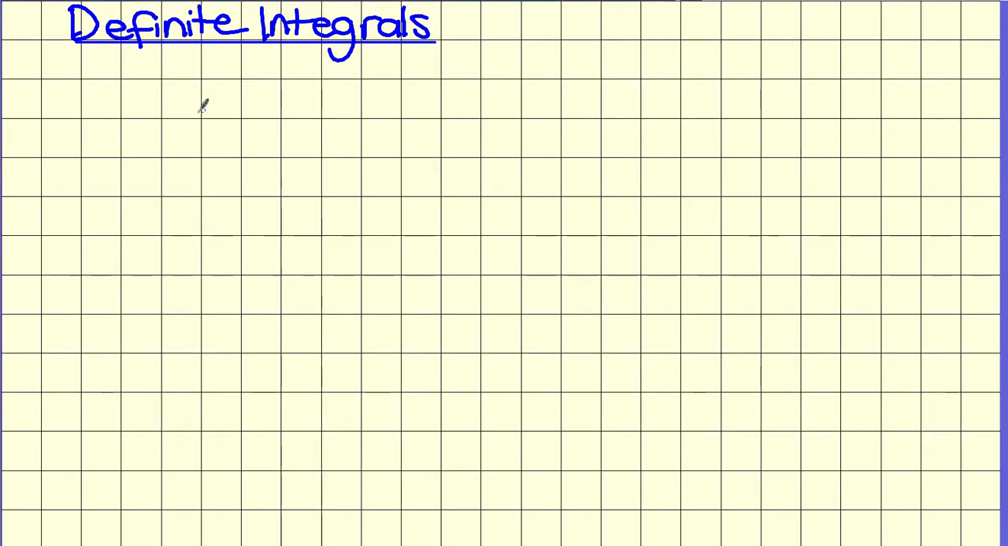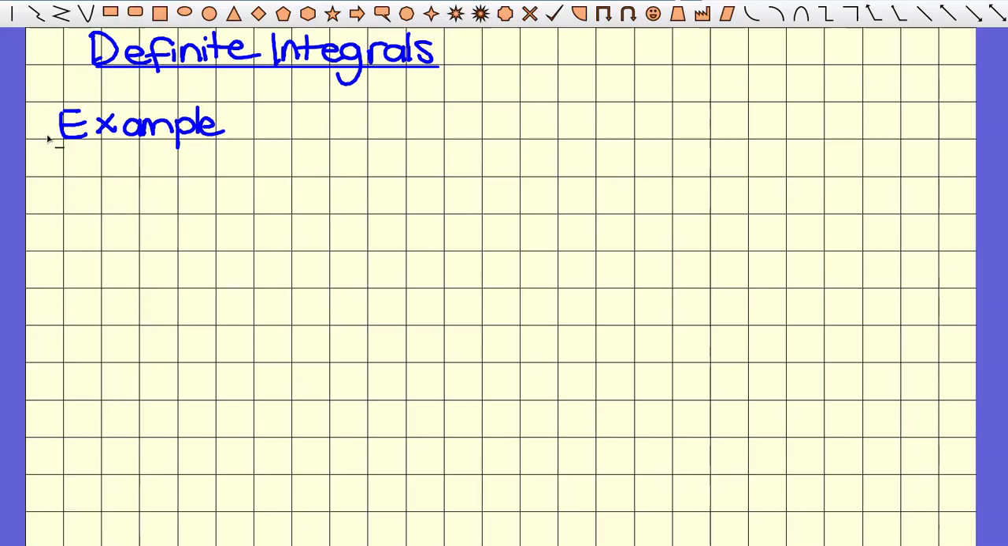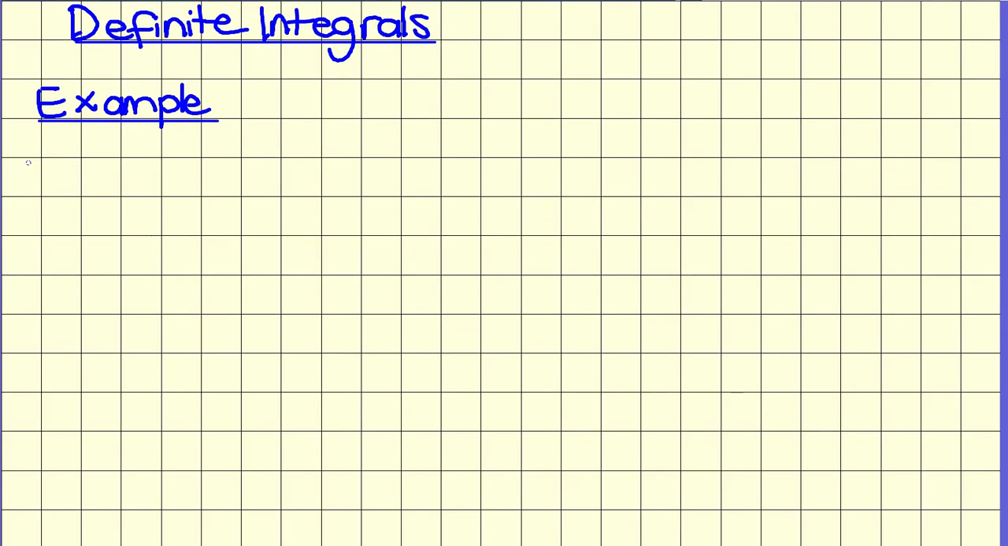Okay, so definite integrals. Example. Here we go. Right, so we're pretty much doing the exact same thing as before, so it's still integration by parts. The only difference here is that with your integral, you've now got limits, and that's why it's called a definite integral, because you're not going to have plus c at the end of your answer.